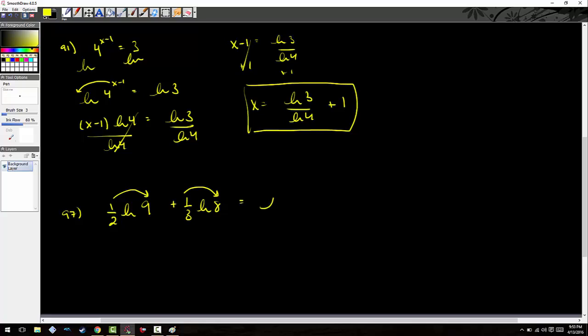So what I get is the natural log of 9 to the 1/2 plus the natural log of 8 to the 1/3. Well, 9 to the 1/2 is the same thing as the square root of 9, so that's the natural log of 3, plus the natural log of 8 to the 1/3, which is the same thing as the cube root of 8. That becomes a 2. And from here, two logarithms of the same base being added together means that the answer portions are being multiplied. So you ultimately end up with the natural log of 6.